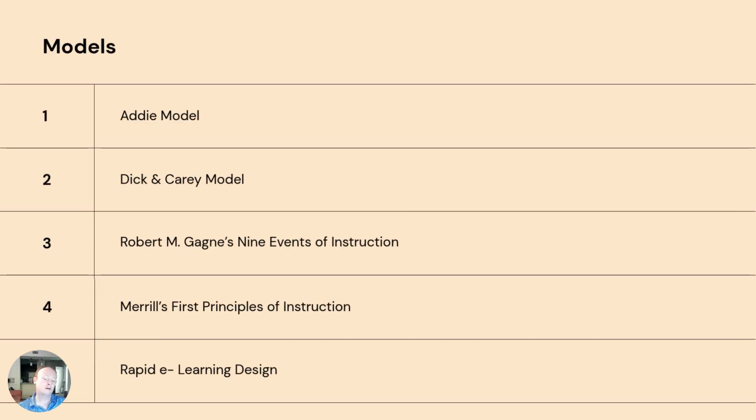Okay, our learning models. Today we have 5 different learning models we're going to talk about: the ADDIE model, the Dick and Carey model, Robert M. Gagne's 9 events of instruction, Merrill's 5 principles of instruction, and finally we're going to wrap it up with rapid e-learning design. Let's get started.